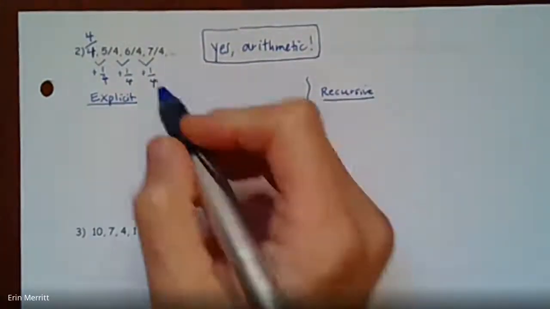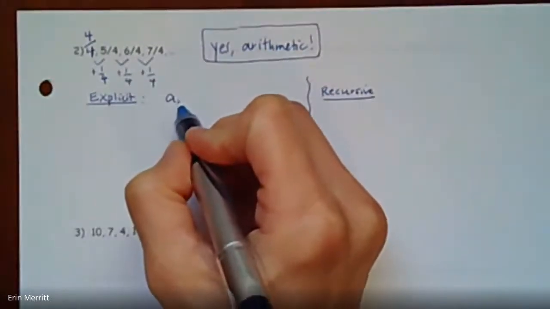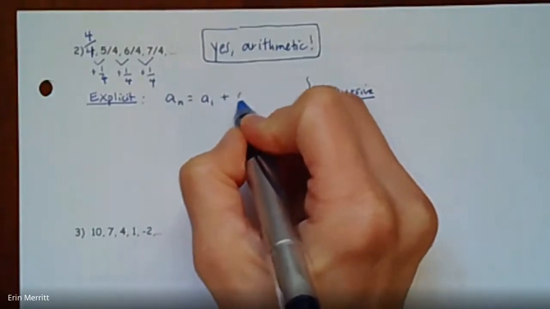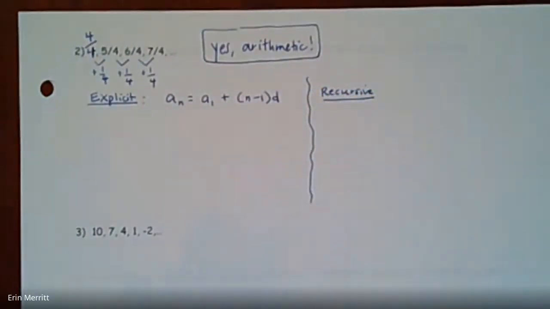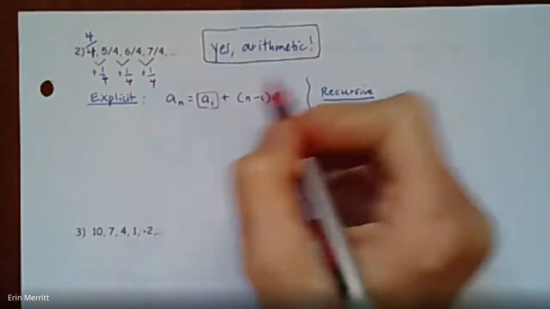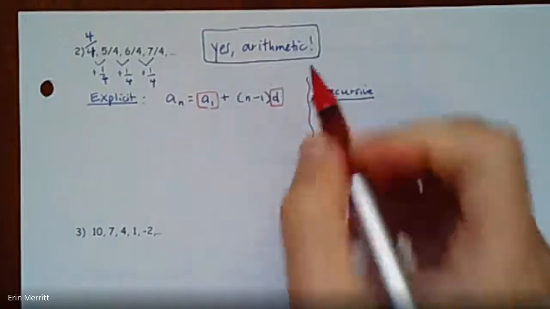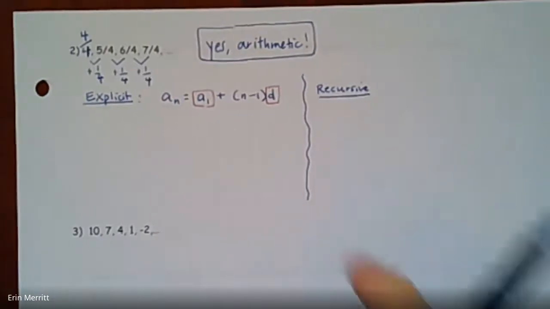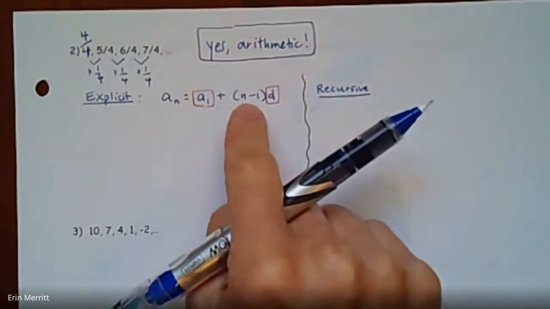Okay, for the explicit formula, let me just copy the formula from the first page. It's a sub n equals a sub 1 plus n minus 1 times d. What we have to plug in for, we are plugging in for the first term and then also the common difference. So it's sort of like plugging in for m and b when you're writing an equation of a line. You keep the y and the x. Here you keep this part, you keep that part, okay?